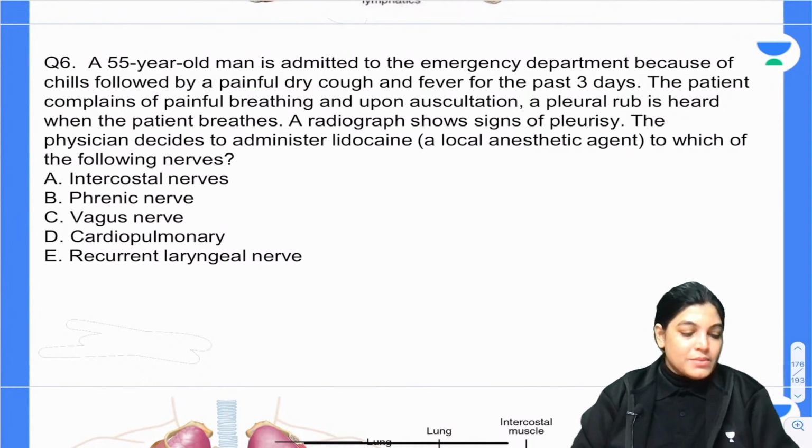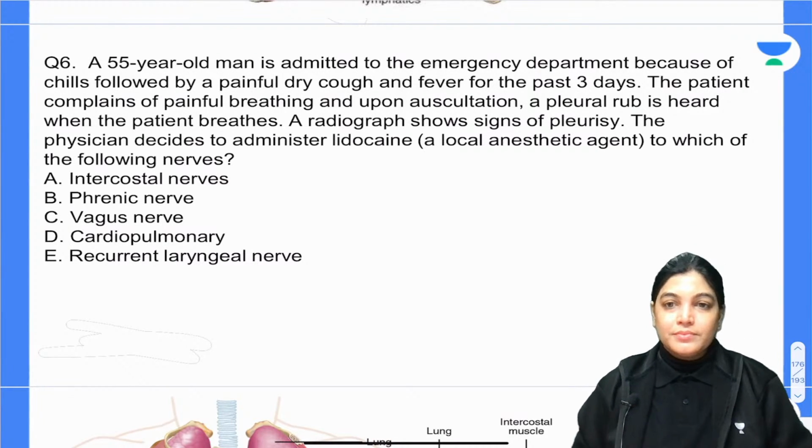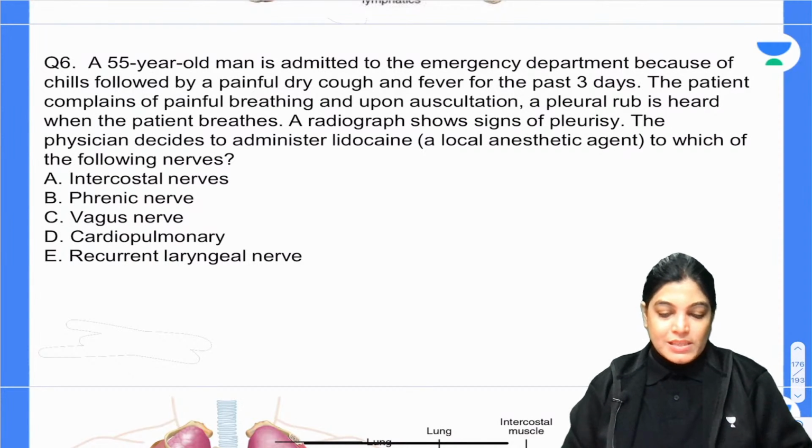So what is the correct answer, my dear aspirants? Question number 6. Please mark the correct answer. Your time starts now. Which is the correct answer?